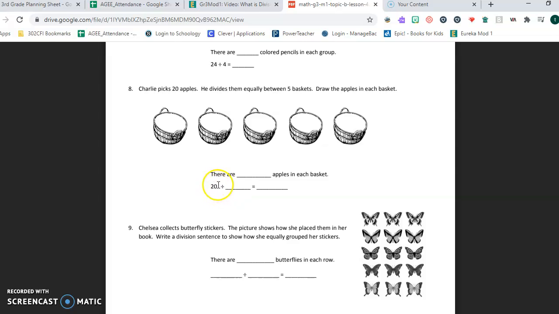So here in this equation, remember 20 divided by the number of groups gives you the number of items in each group, or 20 divided by the number of items in each group gives you the number of groups. Okay.